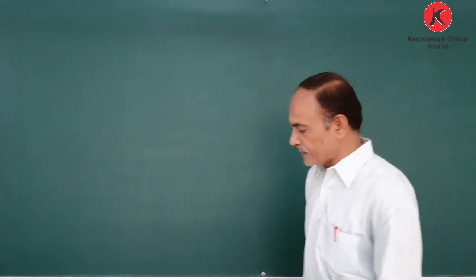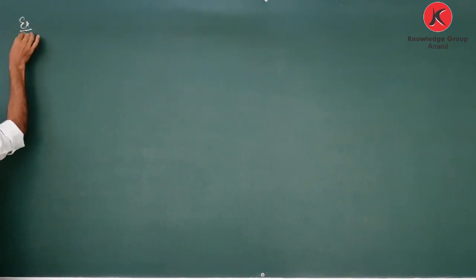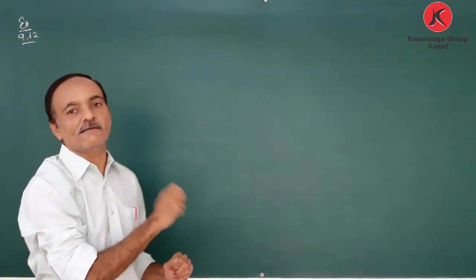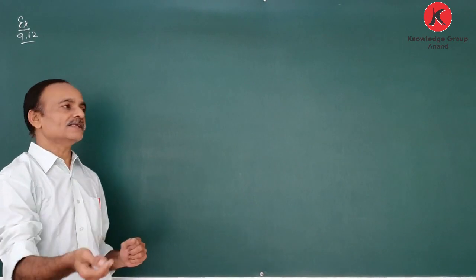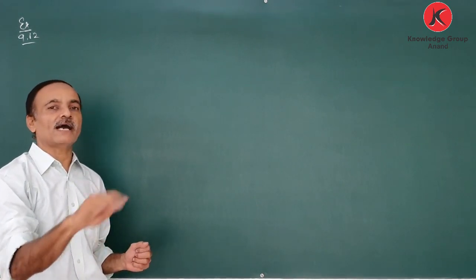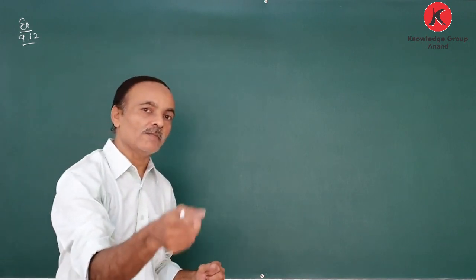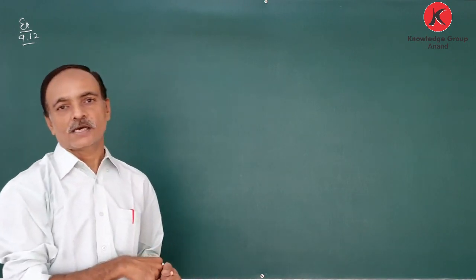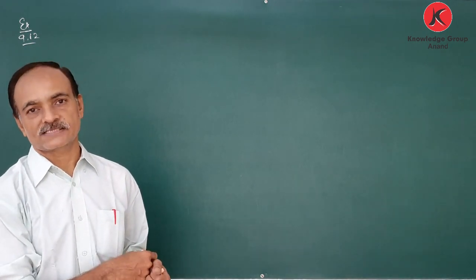Okay, now the next numerical is 9.12. In 9.12, it is also similar to the earlier 9.11. But what is the difference between them? Here the focal lengths of objective and eyepiece are both given, and the object distance from the objective is also given. We have to find the distance between the objective and eyepiece.